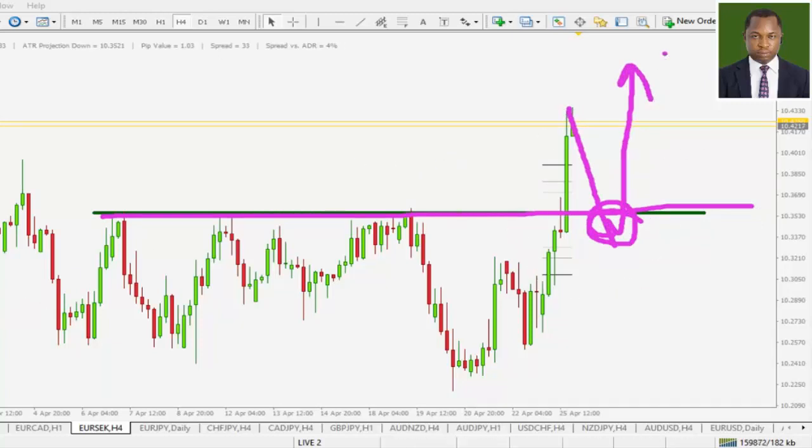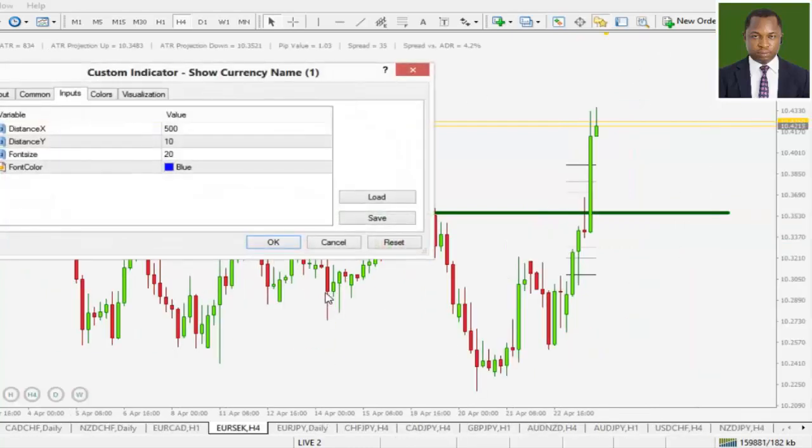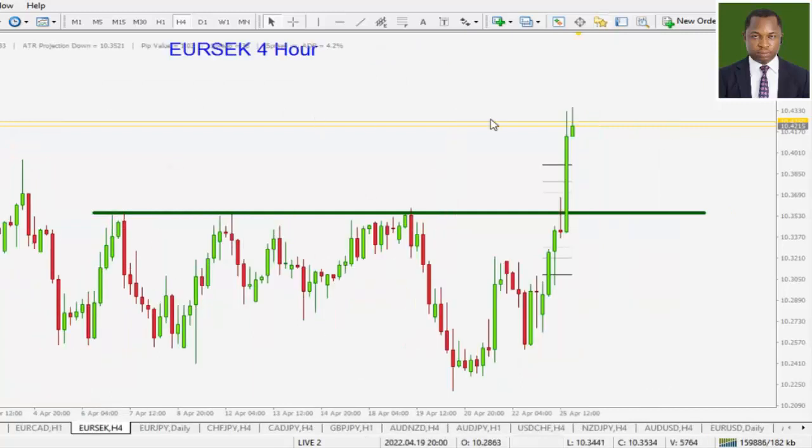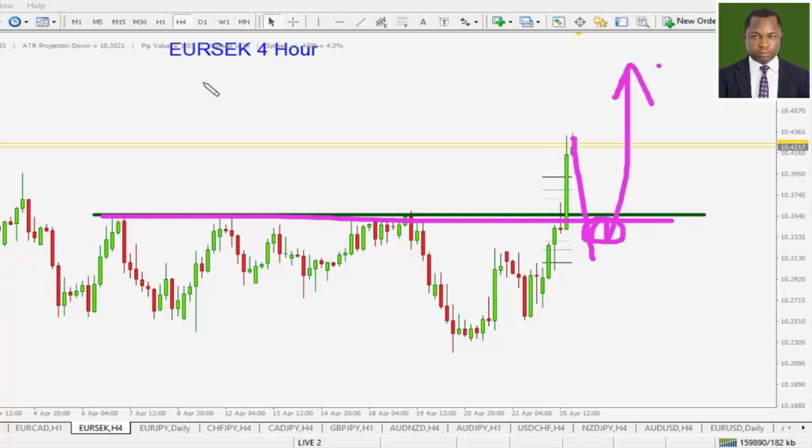Again, let me bring in my currency name. So let's hope that tomorrow we find price diving back in for us to look for our buy entry. That's it. Simple as that, and nothing much.